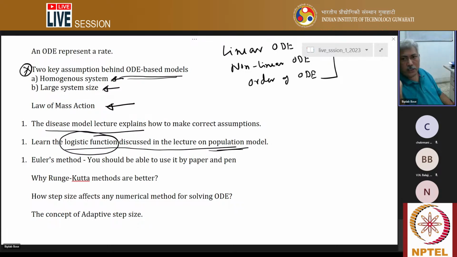So what is logistic function? You should be able to answer that question. What is the behavior of logistic function? If I draw x versus f(x), and f(x) is logistic function of x, then how should be the behavior of that one? All these things are discussed in our lectures in week 1, right? There is a particular lecture where we have discussed this. Don't miss that. Follow that, try to understand those, and also try to integrate those.